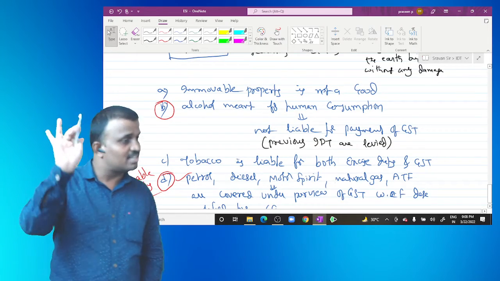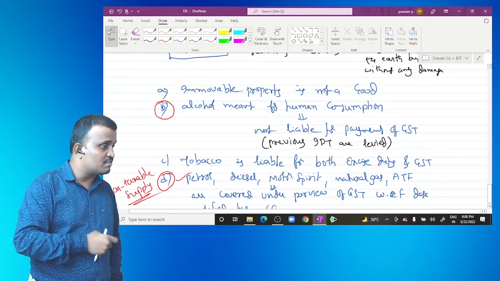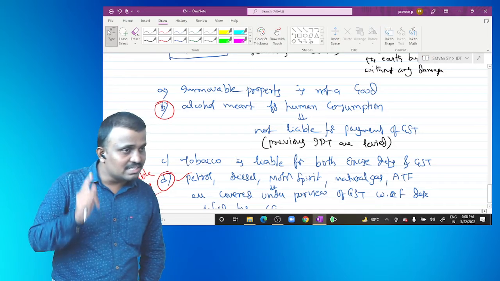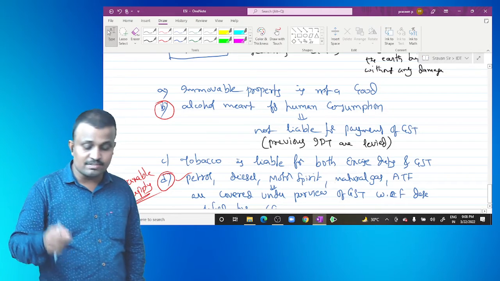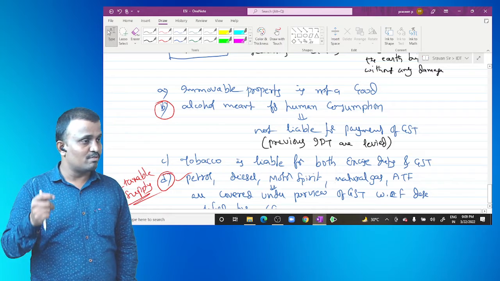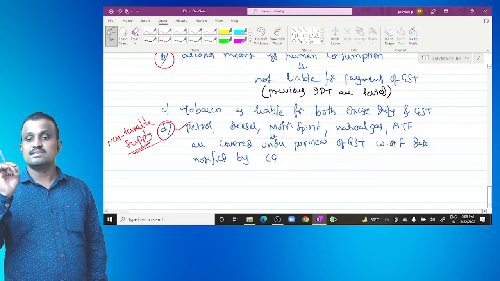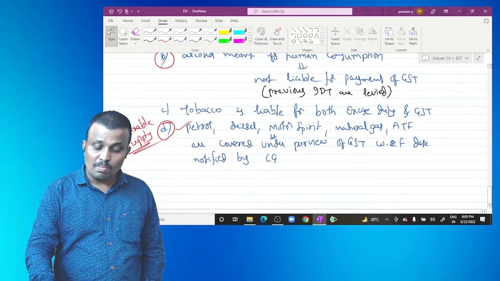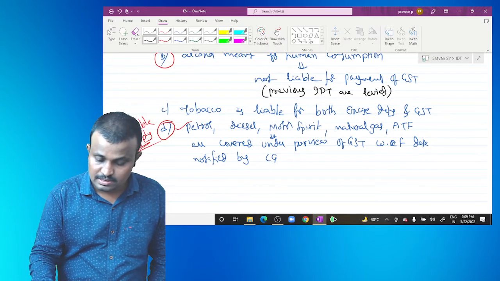Money and securities are excluded, and alcohol meant for human consumption is not covered under the purview of GST, and tobacco is liable for both excise duty as well as GST, and petrol, diesel, motor spirit, natural gas, and the ATF are all covered under the purview of GST with effect from the date notified by the central government. Then this is about good. Next.